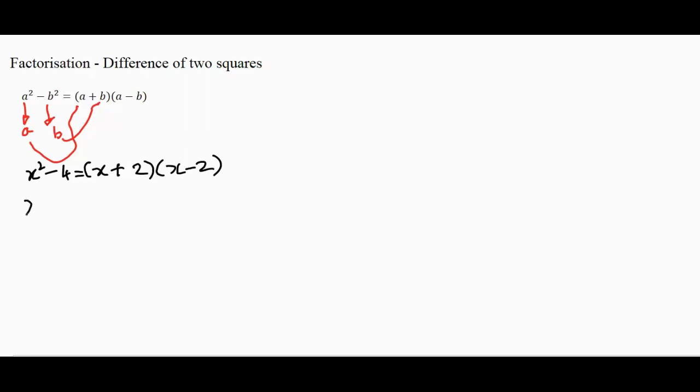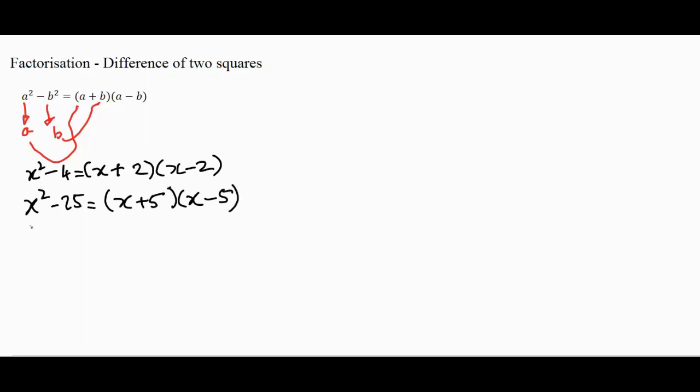Let's try another example. x squared minus 25. In this case, the square root of x squared is just x, plus the square root of 25 is 5, multiplied by x minus 5.